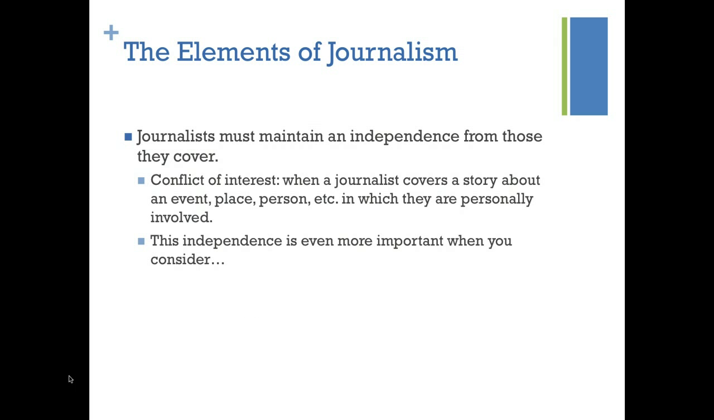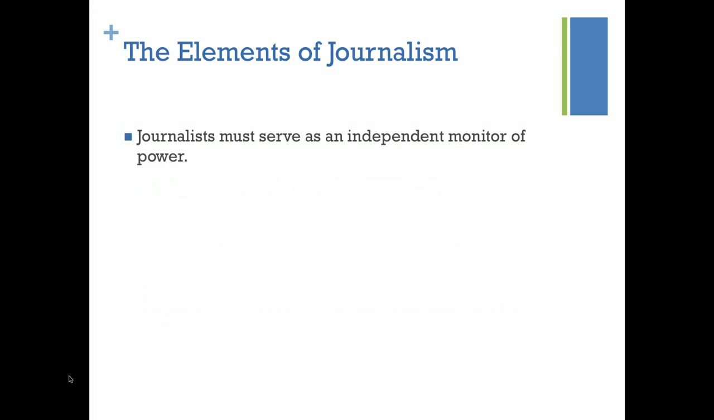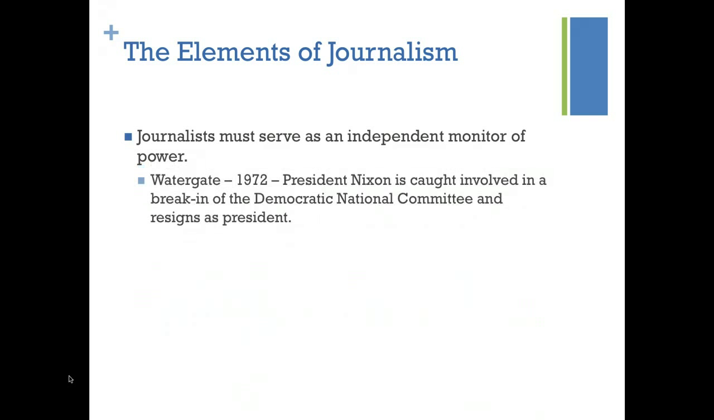And this independence is actually even more important when you consider the following. One of the most important aspects of journalists is that we serve as an independent monitor of power. And it's happened before. The most famous one is the Watergate scandal of 1972. This is where a group of men broke into the Democratic National Committee headquarters in Washington, D.C. The Washington Post sent two reporters, Bob Woodward and Carl Bernstein, to cover the break-in.